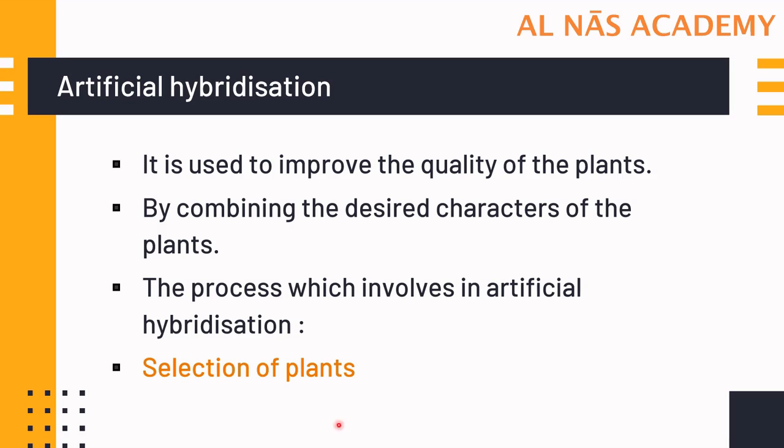So first and foremost is the selection of the plant. Whichever desired characters we want, we have to select that plant. The selection of the plant is done manually by looking at the characters of the plant.